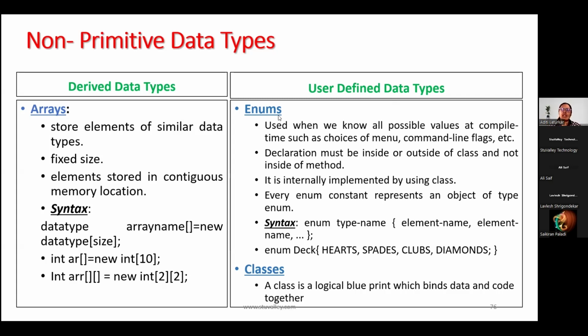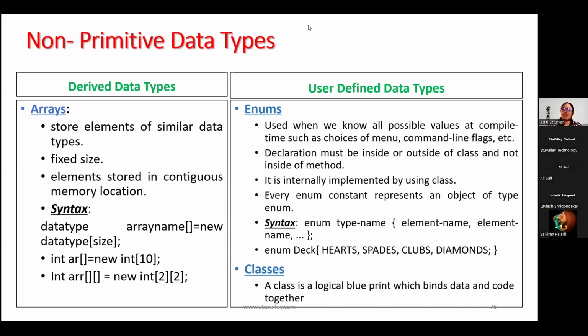User-defined data types are enums. Enums are similar to classes, but used when we know all the possible values. For example, you know that a deck has 52 cards, not one more and not one less. Similarly, there are only 4 types of cards. You know all the possible values, right? So at that time we go for enums. We are going to perform operations on enums also. We will see practically how to create enums and arrays in the next session.